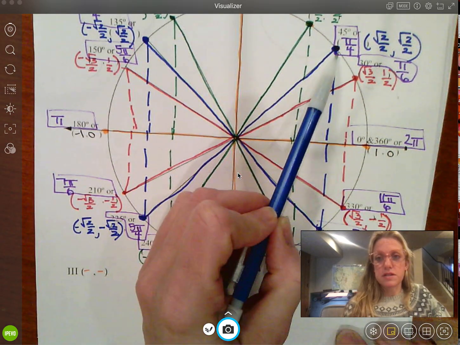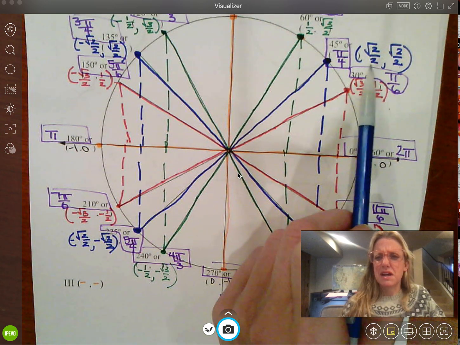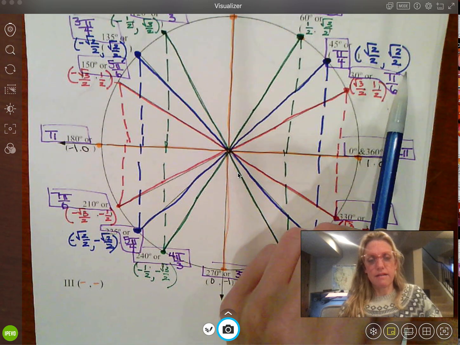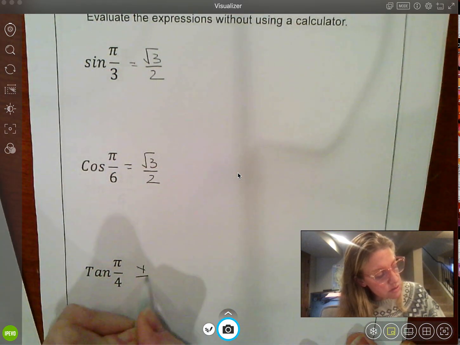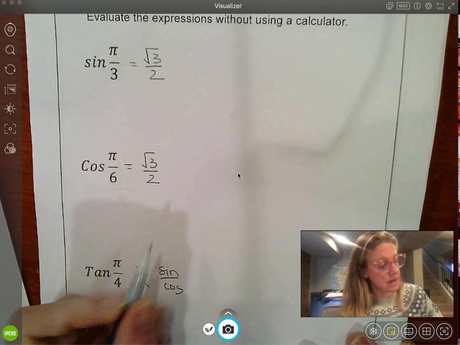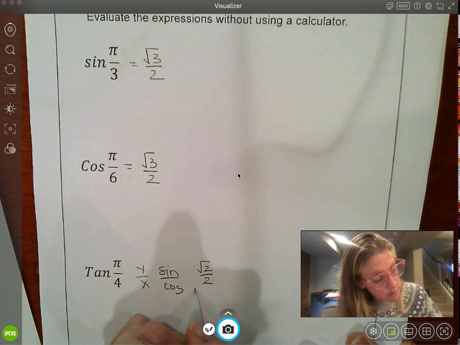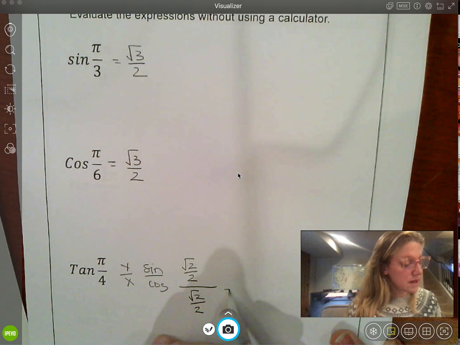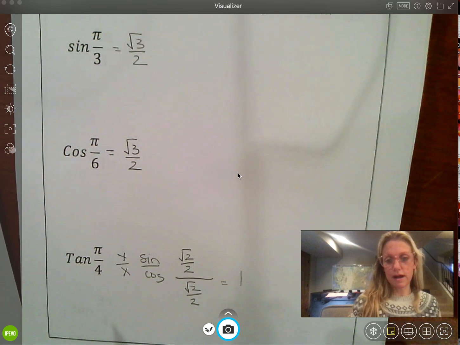Pi over 4 is here in quadrant 1, square root of 2 over 2 comma square root of 2 over 2. Well, the cosine is the x value. The sine is the y value. What's the tangent again? Try to remember tangent is y over x, or think of it as the sine over the cosine. So here, the y value was square root of 2 over 2. The x value was also square root of 2 over 2. So that simplifies to 1. So the tangent of pi over 4 is 1.